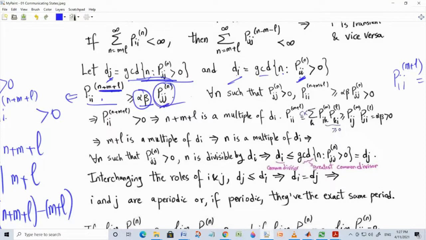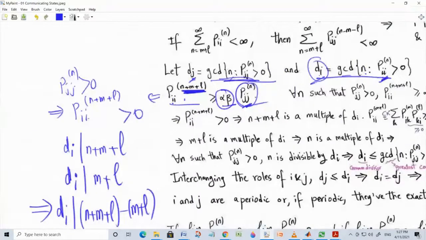So at those time instances for which bjj of n is strictly positive, this guy here at time instance n plus m plus l will be strictly positive. Being strictly positive means that at those time instances, it is possible with positive probability to be in state i, given that the chain starts in state i. What are those time instances? By definition, they are multiples of di. So they are multiples of di, and so di divides n plus m plus l.